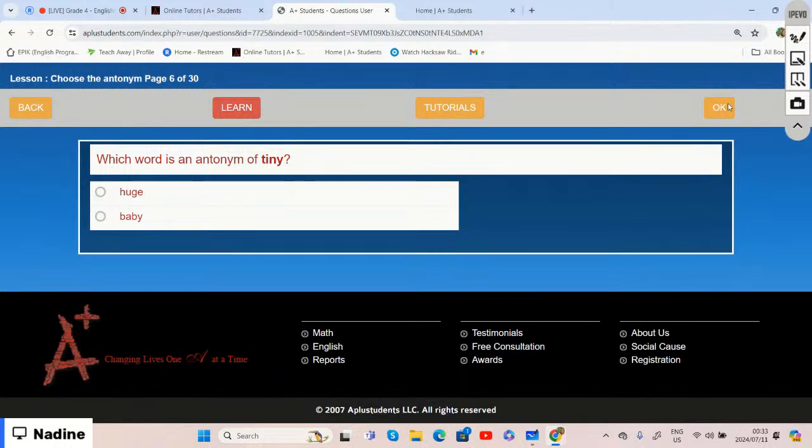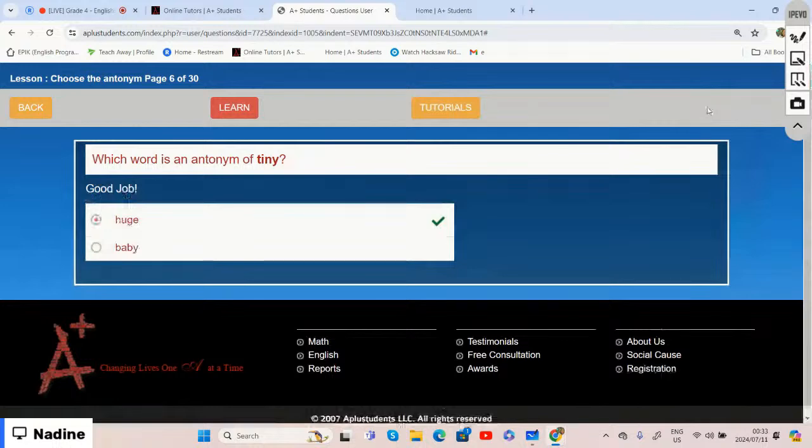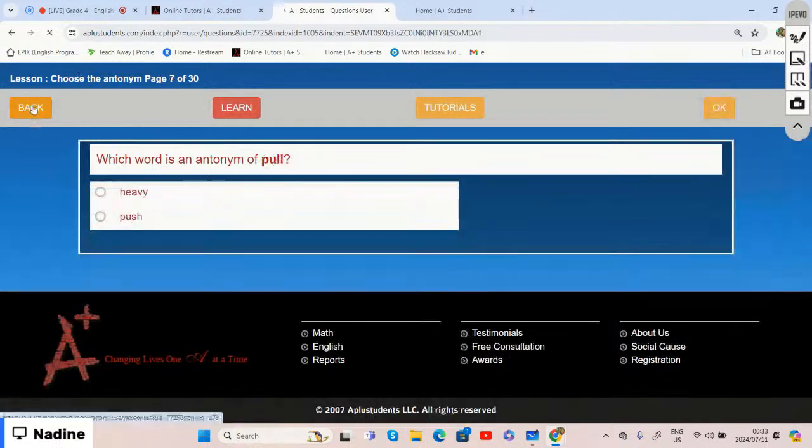All right. So the opposite of tiny, which means that if something or someone is not tiny, then we can say that thing or person is huge. So well done. All right, so now we're going on to the next lesson.